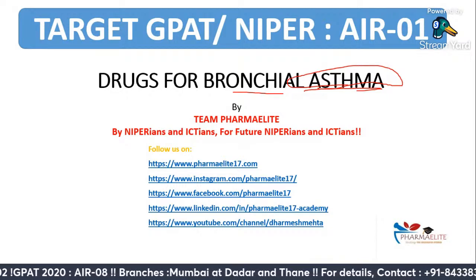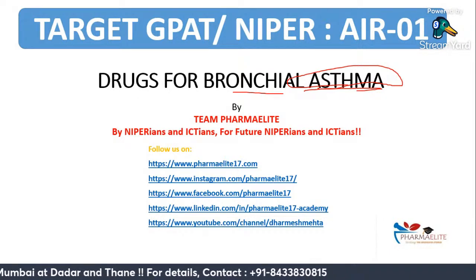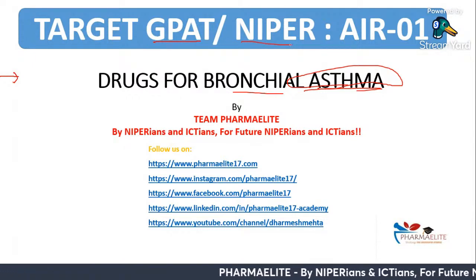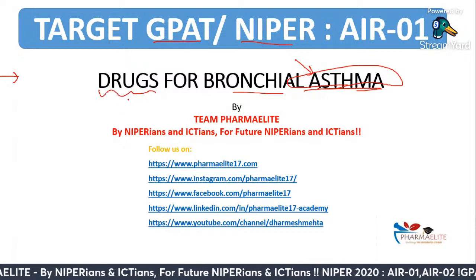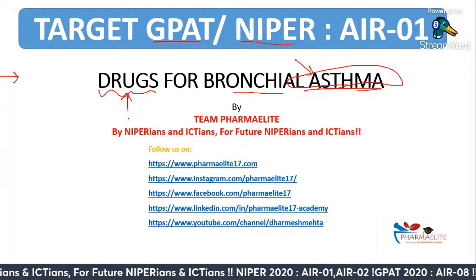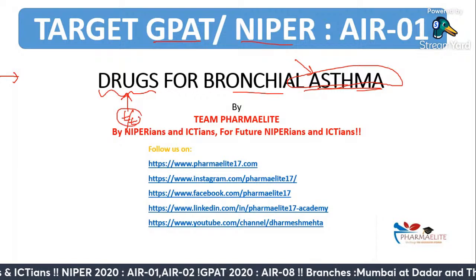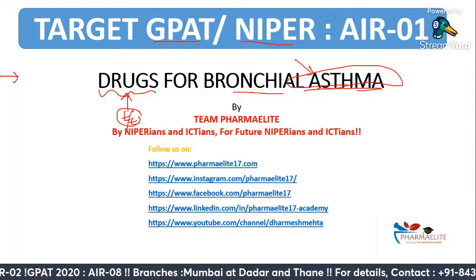Alright, so as we discussed, when we go through this chapter of asthma, we will discuss its pharmacology point of view as well. And trust me, the actual way of getting ready for GPAT, NIPER is to start right from the base. When we talk about drugs for treatment of asthma, first and foremost, these drugs are all used in treatment of asthma. Nothing is for prophylaxis, nothing is for diagnosis. Whatever is there, it's entirely for treatment.